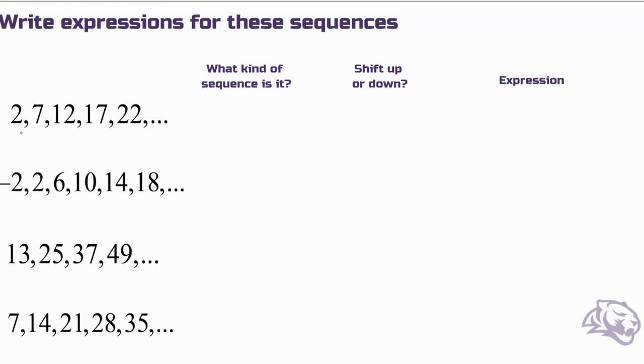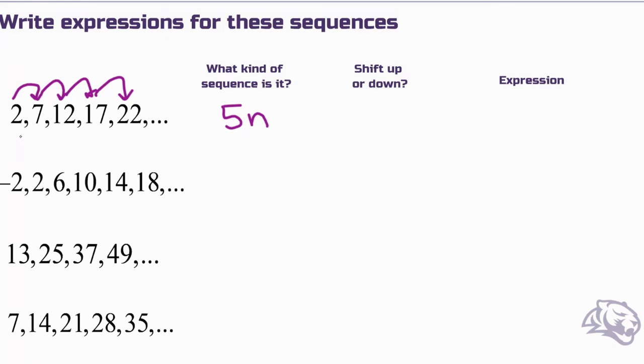So 2, 7, 12, 17, 22. What kind of sequence is this? Basically, what are we counting by? As this sequence progresses, we are counting by 5s. So I know that this is a 5n sequence. Every type of sequence starts with its own number. So the 5n sequence starts with 5. So it'd be 5, 10, 15, 20, 25, 30.